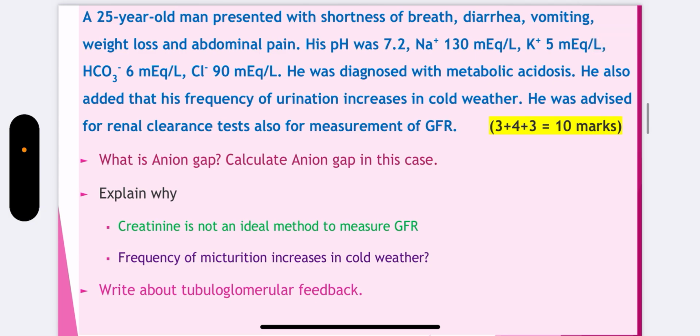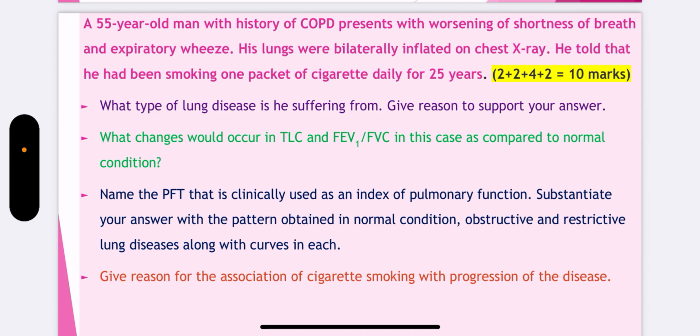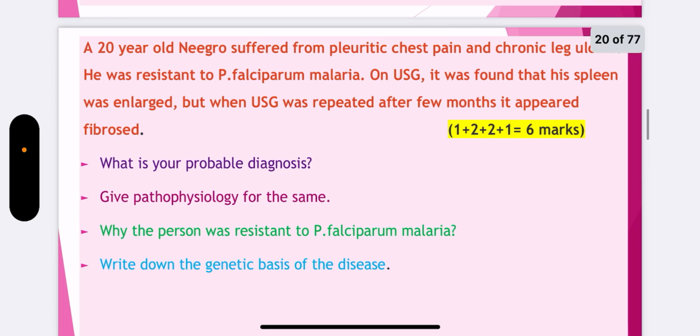Now this question, it is about metabolic acidosis. You can see the marks distribution and the questions that are being asked. Now this is a case of chronic obstructive pulmonary disease. You can see the marks distribution and you can see these questions. Now this is a case about sickle cell anemia. You can see the marks distribution and the questions.